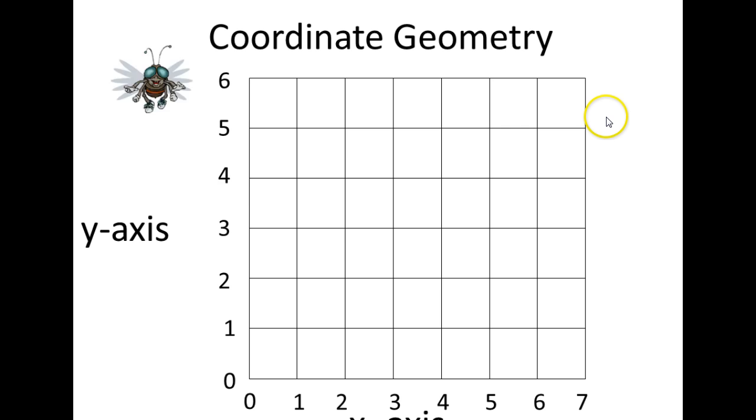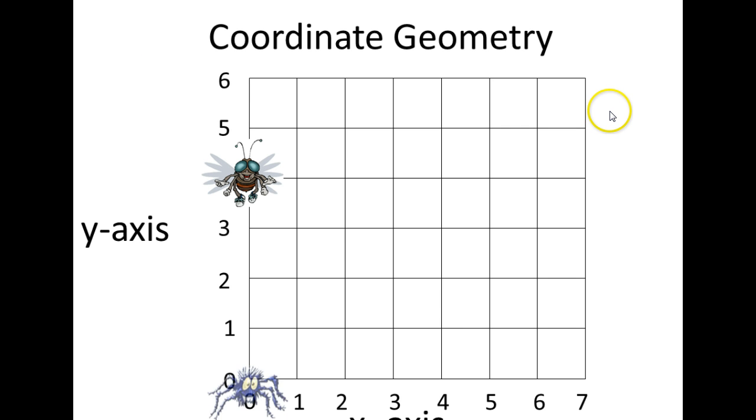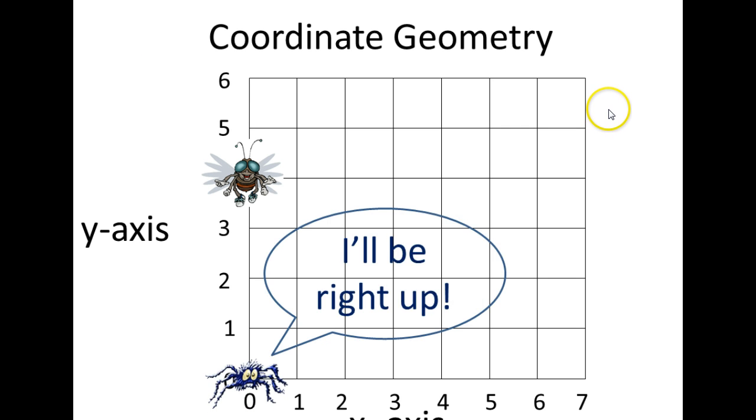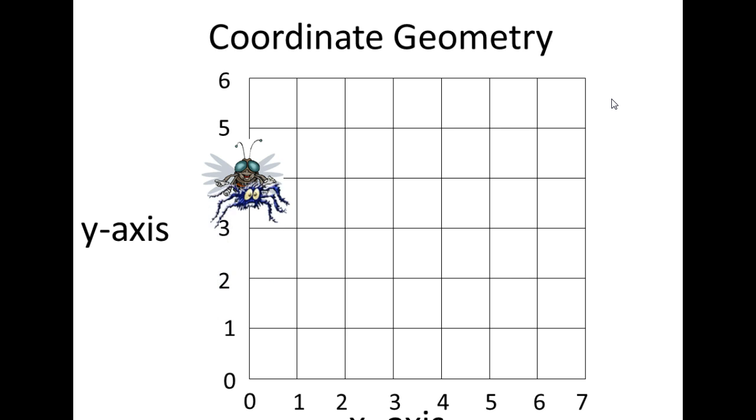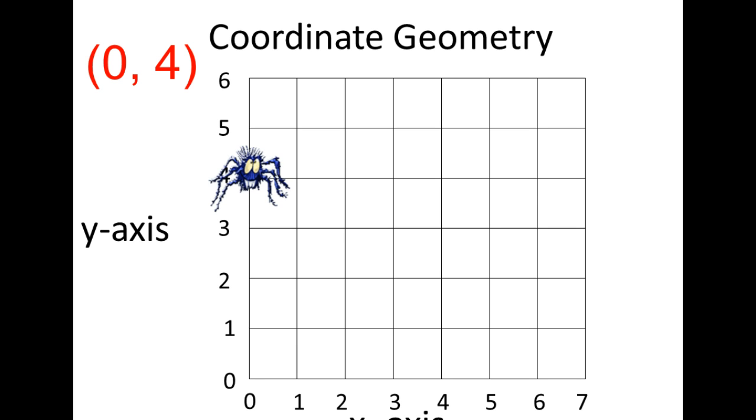So now you try a couple out. The fly lands. Spider shows up. Spider says, of course, "I'll be right up." Did you get it? Spider went 0 to the right and 4 up, so his coordinates are 0, 4.